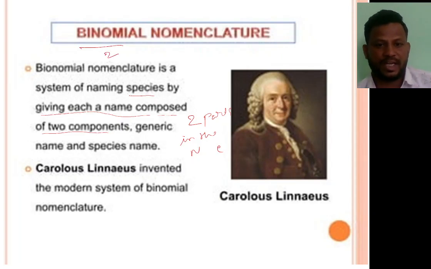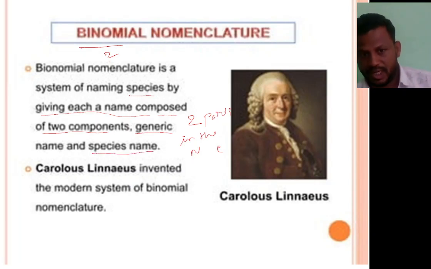Binomial means two. Here the naming of the species is composed of two parts. One is the generic name, and the other stands for the species name. Remember that in the binomial nomenclature there are two parts. In the two sections we are going to name them. One is related to the generic, it means the descendants, and the second one is the species. There are two components here.